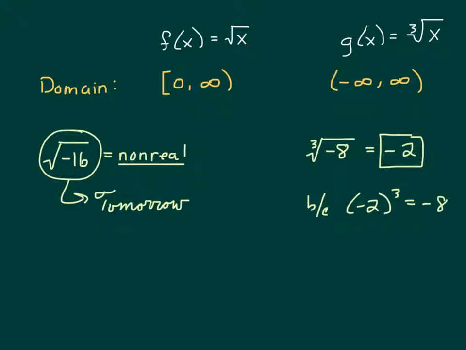And that is actually going to be true. This works for all even roots. That's the domain of the function if it's an even root: square root, fourth root, sixth root, eighth root, etc. This is the domain for all odd roots. So 3, 5, 7, 9, and so on and so on like that.